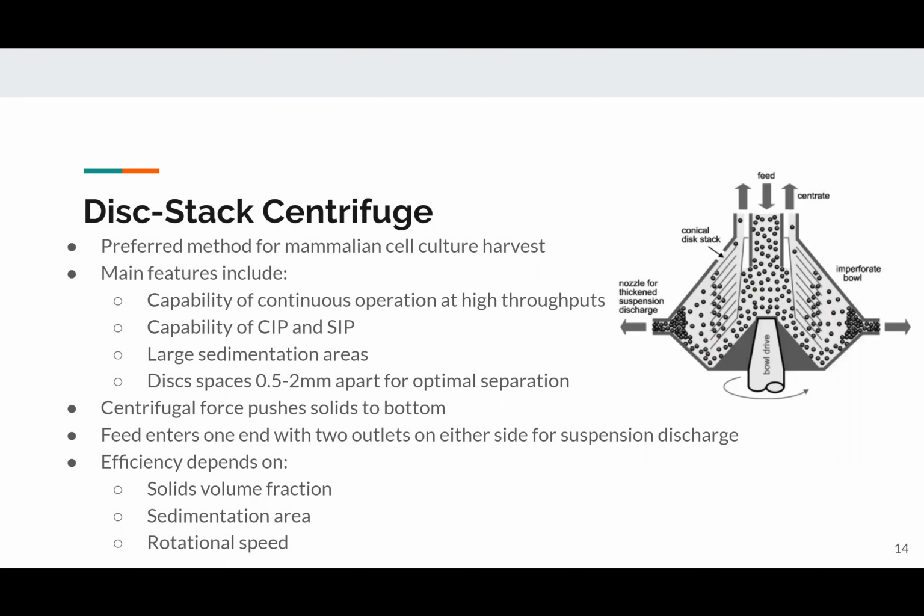In a disc stack centrifuge, the discharge travels upward through channels above the stack of discs, then through nozzles into a chamber with its own centripetal pump. Centrifugal forces push solids to the bottom out of the discs through their nozzles. Smaller disc distances of 0.5 to 2 millimeters provide optimal separation of particles.